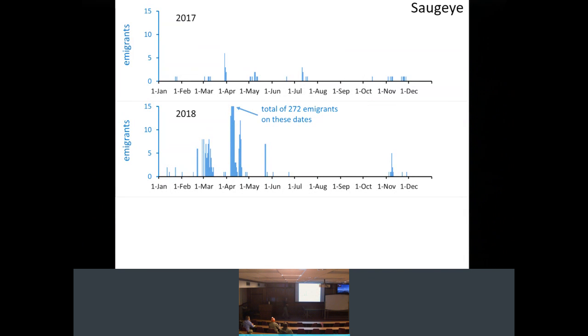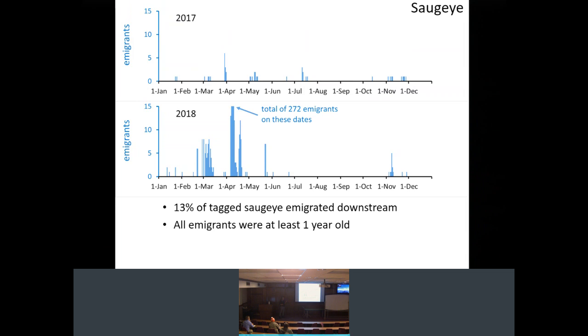All right, so right into what we saw. This is for sawguy. These are dates from January through December. On the y-axis is a number of emigrants, a number of fish going downstream through the dam on each of those dates. About 13% of the tagged sawguy emigrated downstream during the study. All the emigrants were at least 1 year old, so the sub-adults were not emigrating. Most days have no emigrants, and the emigration events were not random across dates, right? There are pile-ups of emigrants on certain dates or in certain ranges of dates.